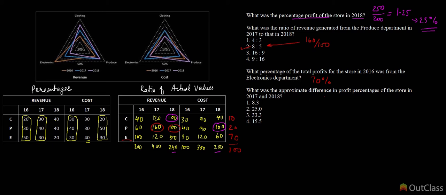Last question, what is the approximate difference in profit percentages of the store in 2017 and 18? In 2017, the revenue is 400, the cost is 300. 400 by 300 will give you 1.33, that was 33.33% profit. 2018 profit percentage was already found out to be 25%. When you subtract it, you will get 8.33%. 8.3 is your answer.